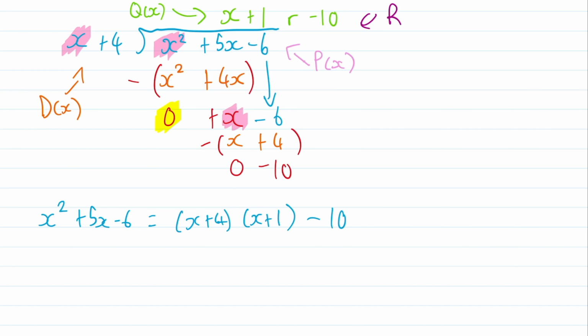So let's rewrite all this new terminology as a line very similar to the expression I've got below. This means I have p of x is equal to d of x multiplied by q of x. And in this case, it's going to be plus r. If r is negative 10, it's going to become minus 10 like above.